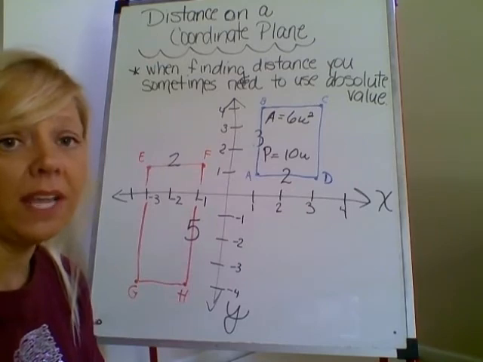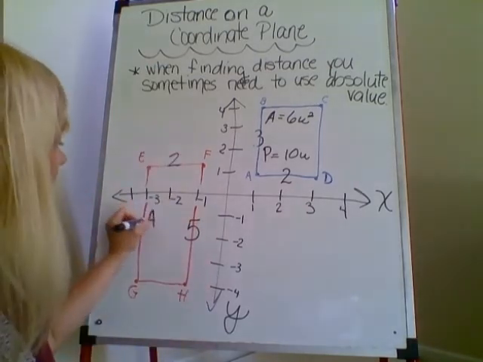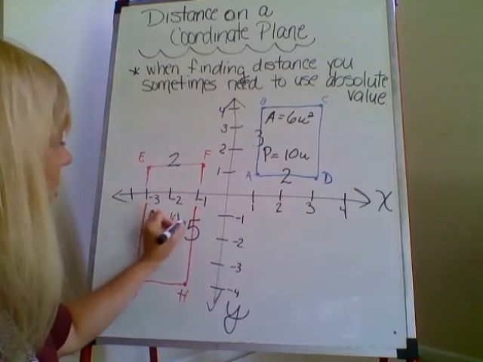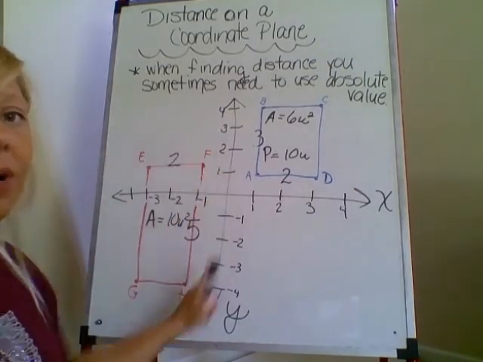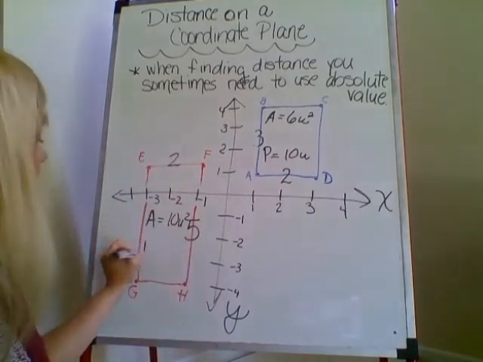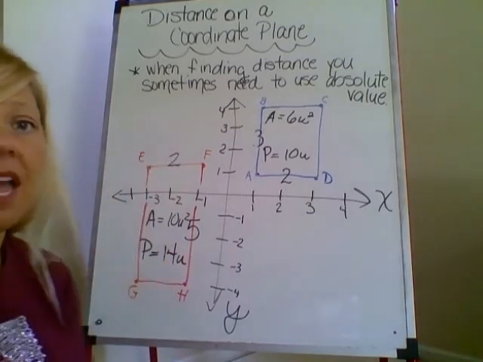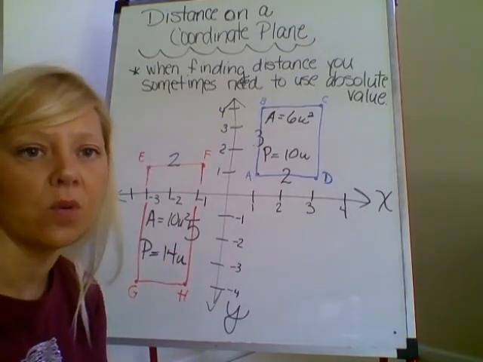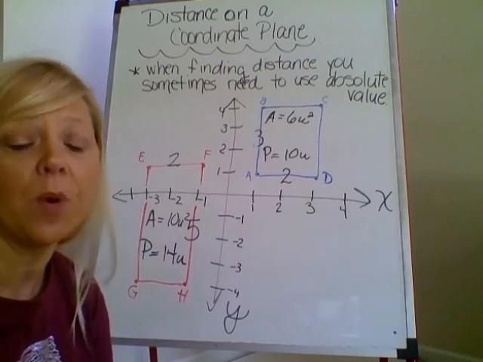Again, if I want to find the area, I do length times width. So 2 times 5, so area is 10 units squared. And if I want to find perimeter, I need to add all the way around. So 2 plus 5 plus 2 plus 5 is 14. So the perimeter is 14 units around. And that's how you use distance in order to find perimeter and area of a quadrilateral on a coordinate plane.